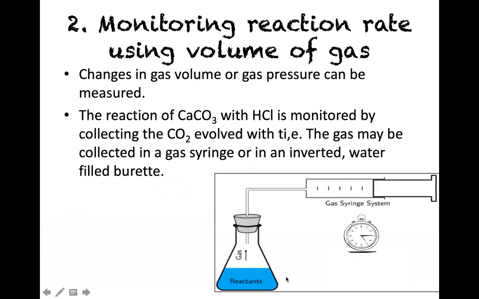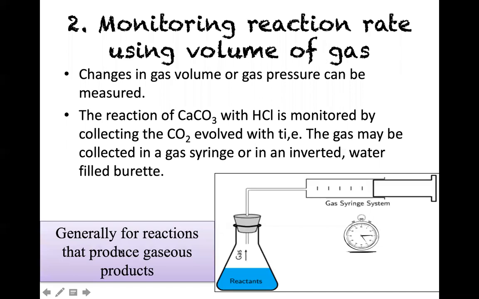Okay. Simple. The second one is monitoring reaction rate using volume of gas, right? So again, this is applicable for reactions that produce gaseous products. You can choose the first method or the second method. Sometimes for a particular reaction, there are more than one possible method to study the rate of reaction. Changes in gas volume or gas pressure can be measured. This method is called the gas collection method. You measure the gas that you collect over time. Same thing, every 2 minutes you read the reading depending on the apparatus that you use.